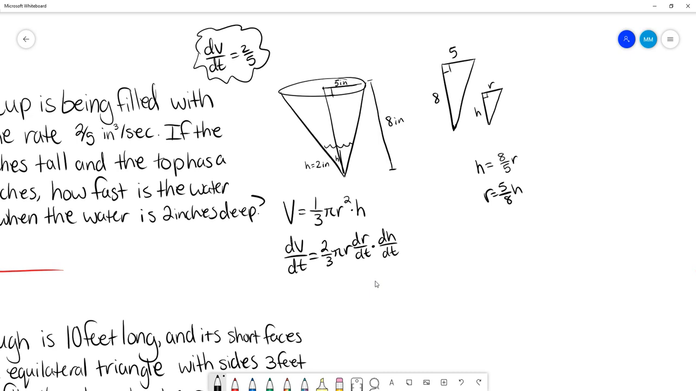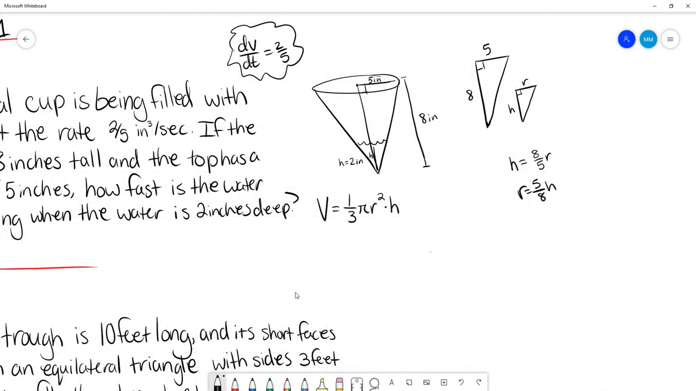And I'm actually going to replace my r with this. And we're going to do that before we take the derivative, actually. That is a point I forgot. Because if I plug it in after I take the derivative, I still don't know what dr dt is. And it's just not super helpful.